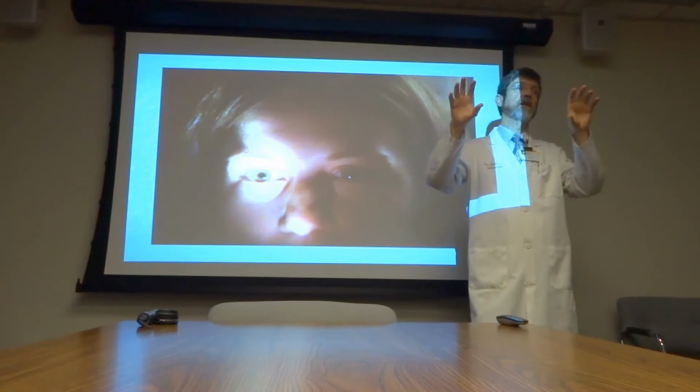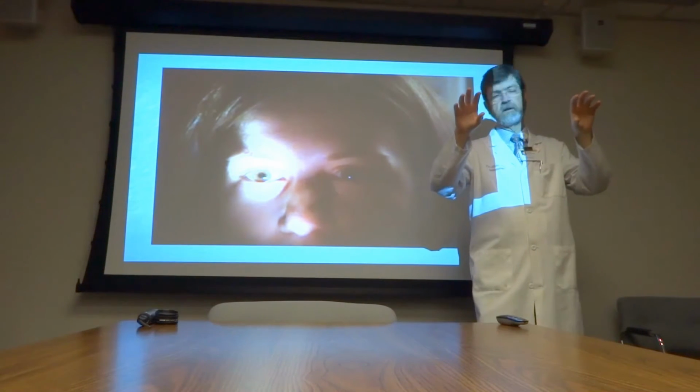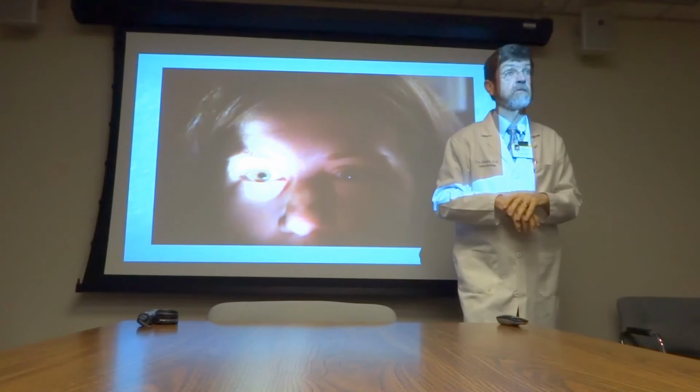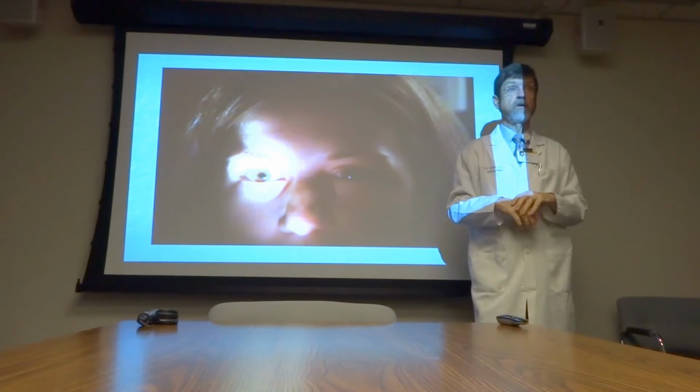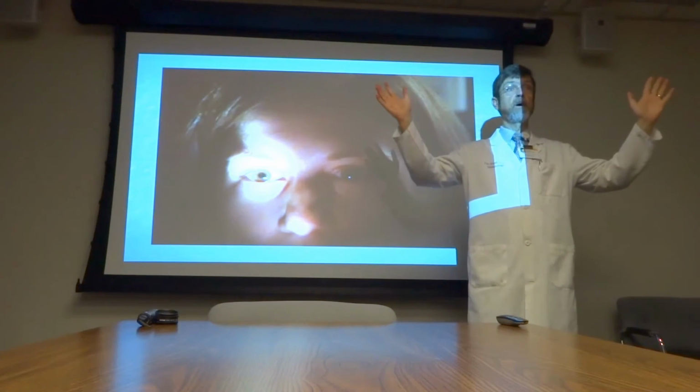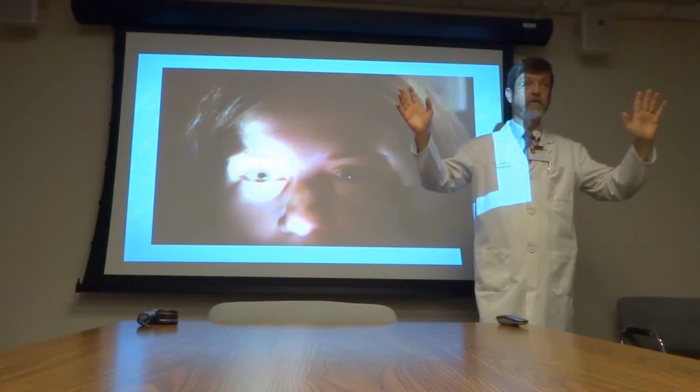You do your swinging flashlight test. Both pupils constrict. Put it over here a little bit. Over here, constrict. Over here a little bit. And then they come back the next month, and you do the test and it constricts and constricts and constricts. And you say, whoa, that's great. Oh, you're so much better, Ms. Jones. I'm so happy to hear it.